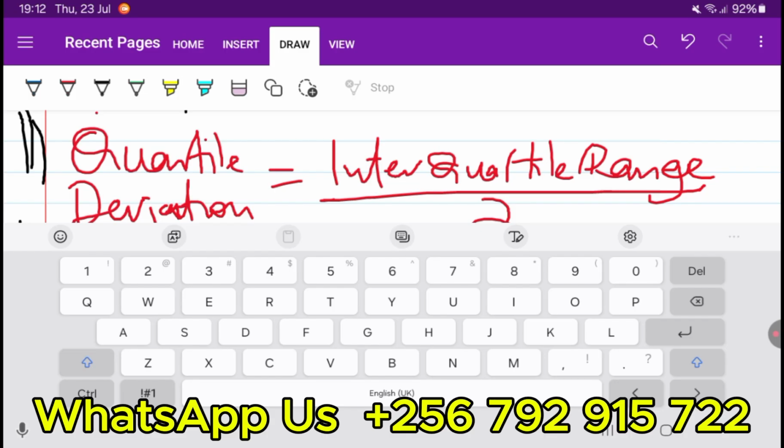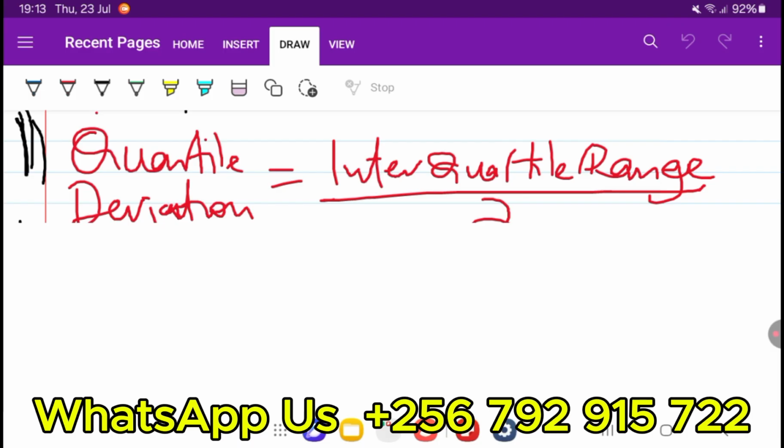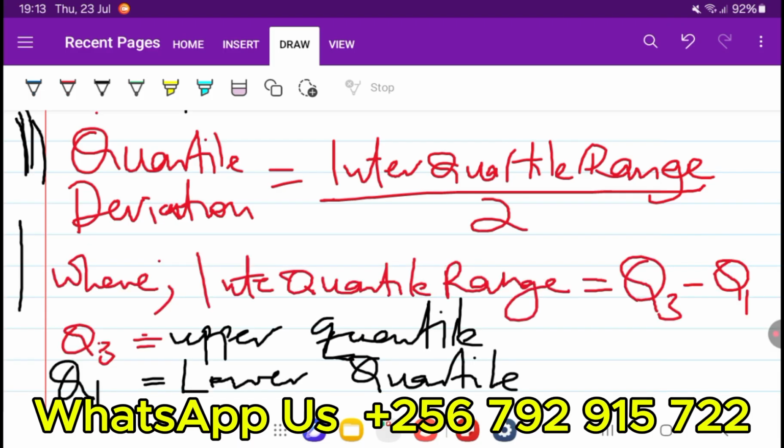So we always get 3 quartiles. We have the first quartile, the second quartile, and then the third quartile. But it comes from the idea of dividing the data set into quarters.